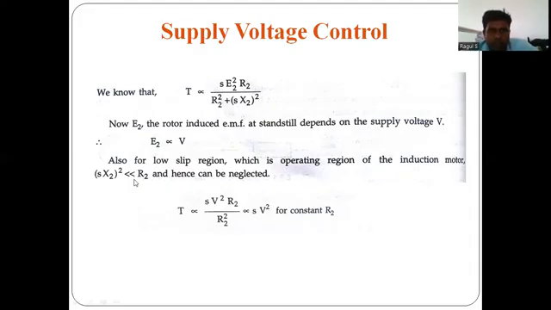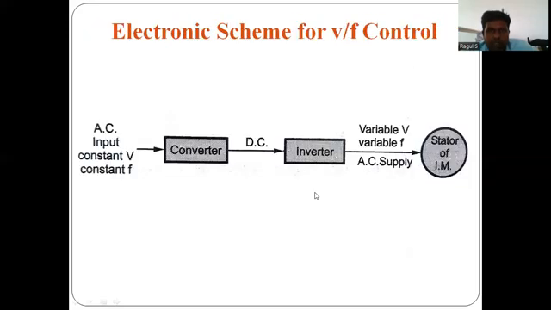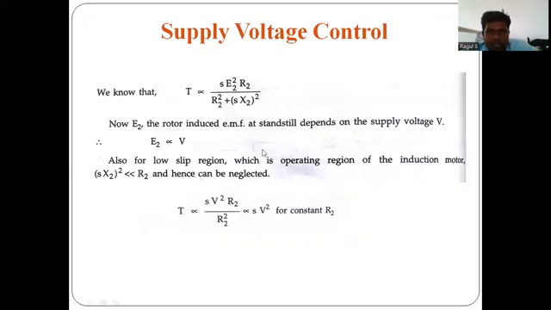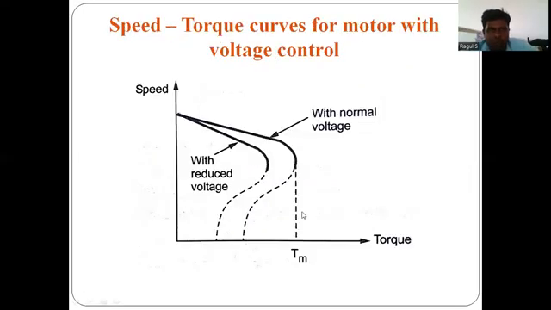So in a low slip region, the operating region of induction motors, the slip value is low, it's negligible. In these low slip conditions, the rotor voltage is directly proportional to the supply voltage. That means the rotor induced EMF is directly proportional to the supply voltage. Okay, this is the speed and torque relationship.